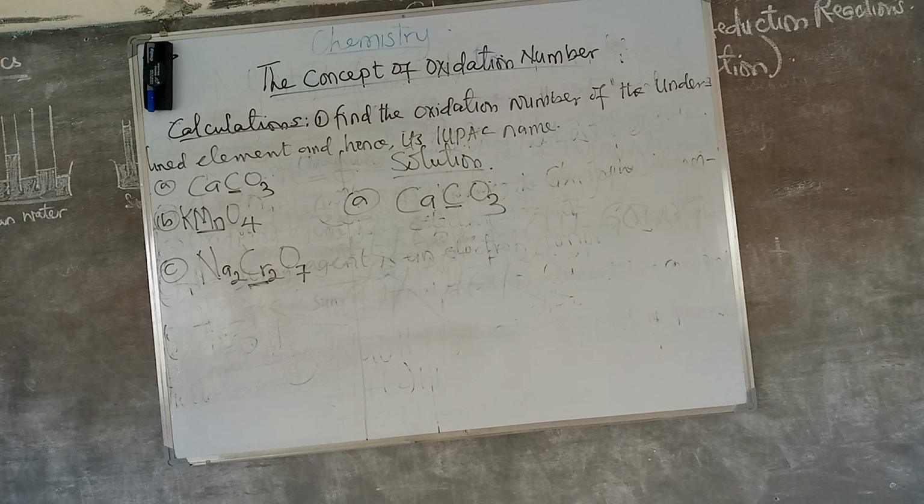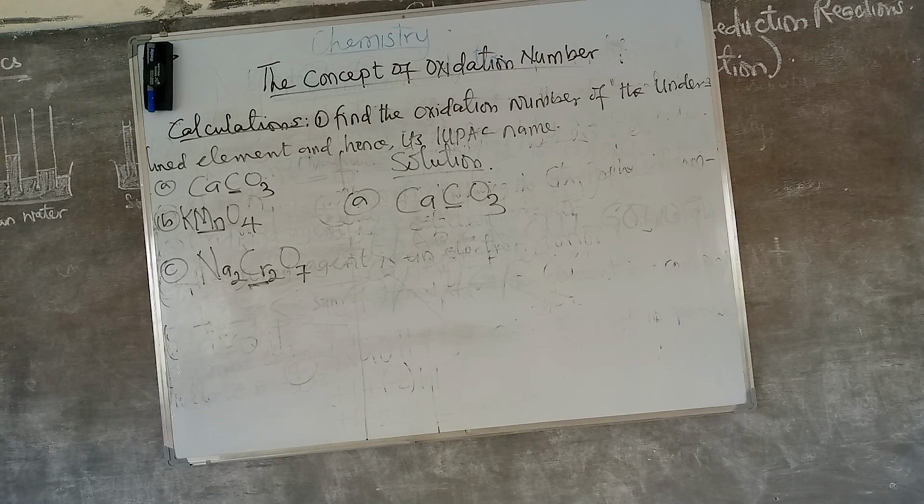Let us check these examples on the board. Calculate or find the oxidation number of the underlying element and hence its IUPAC name. The first one is there. The underlying element there is C. B, the underlying element there is manganese. And C, the underlying element there is chromium.